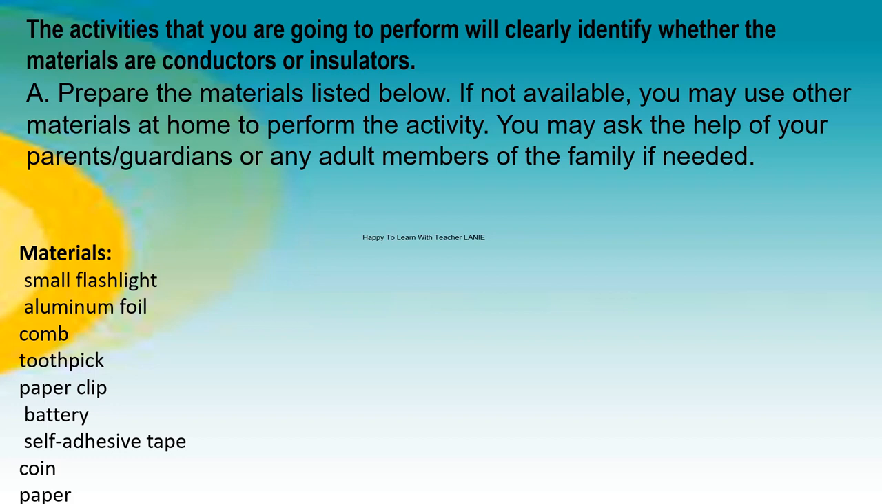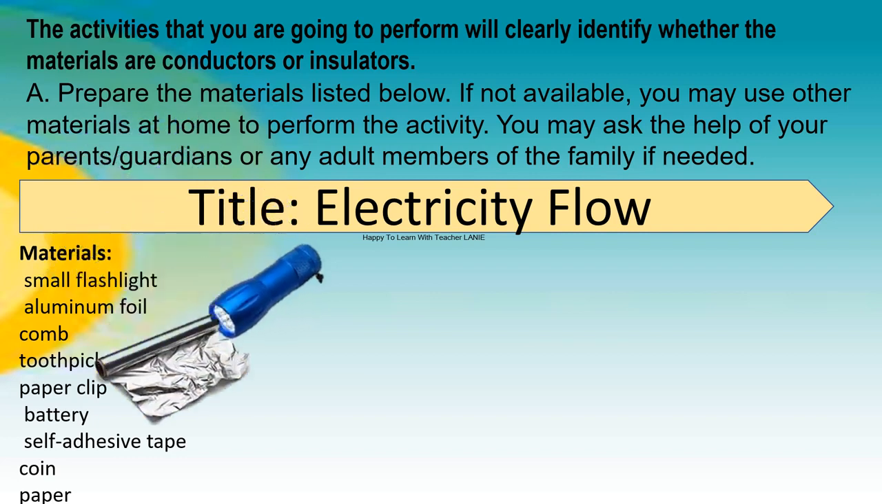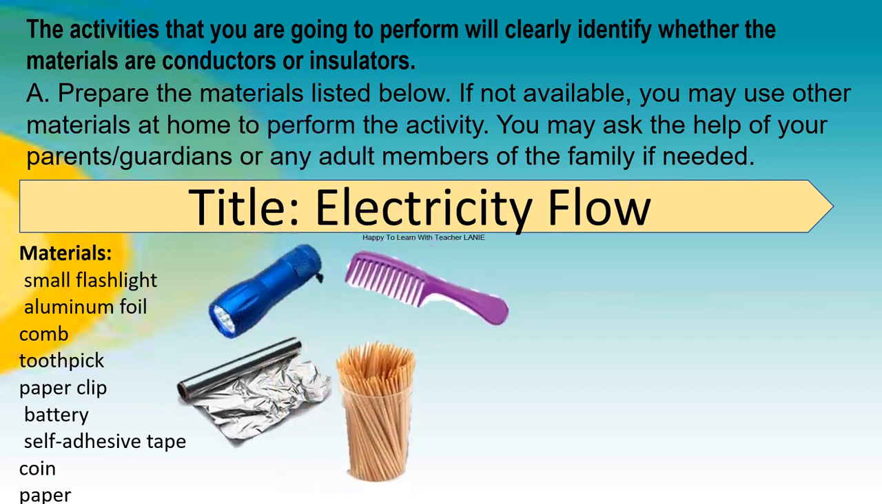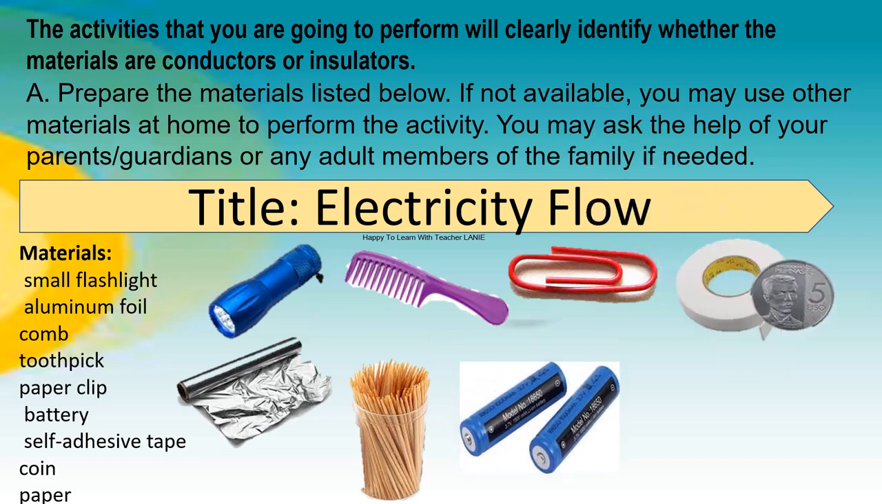The activities that you are going to perform will clearly identify whether the materials are conductors or insulators. Prepare the materials listed below. If not available, you may use other materials at home to perform the activity. You may ask the help of your parents or guardians or any adult members of the family if needed. Title: Electricity Flow. Materials: small flashlight, aluminum foil, comb, toothpick, paper clip, battery, self-adhesive tape, coin, paper.